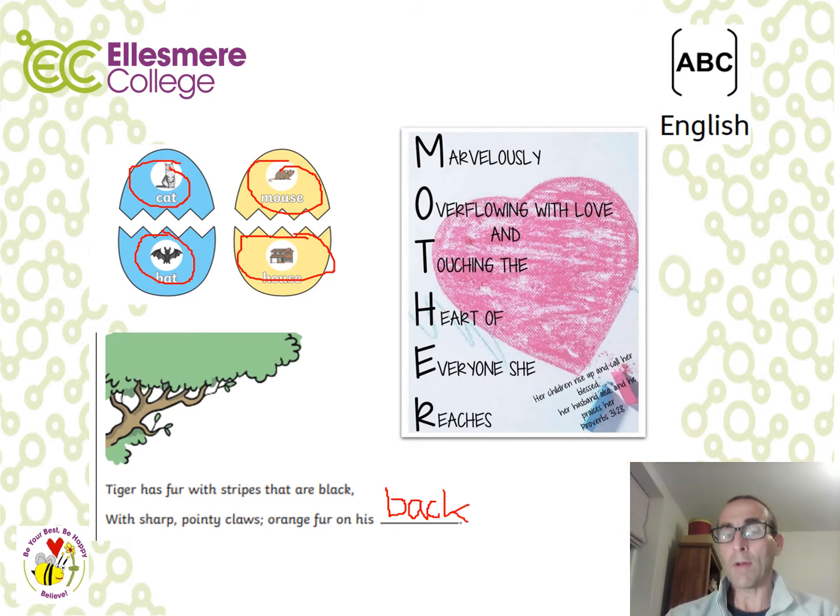From there then we're progressing your use of poetry to acrostic poems. So here, this is where the first letter of each line spells a word, in this case the word mother, and then this marvellously overflowing with love and touching the heart of everyone she reaches. So using each of those letters at the start of every sentence.